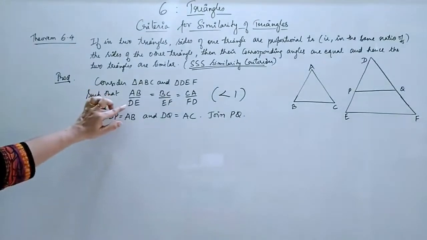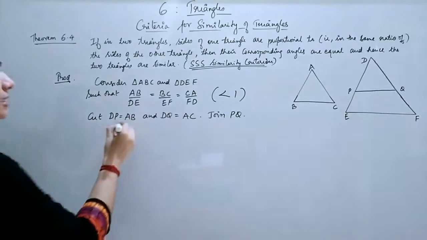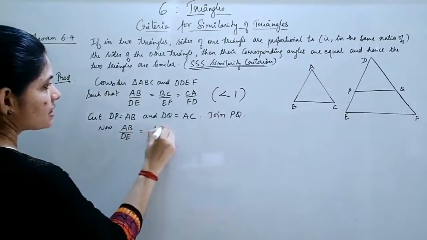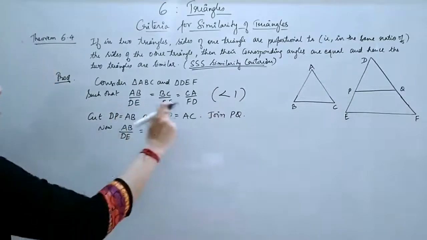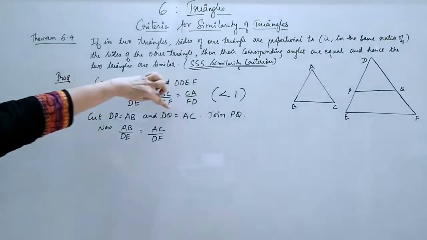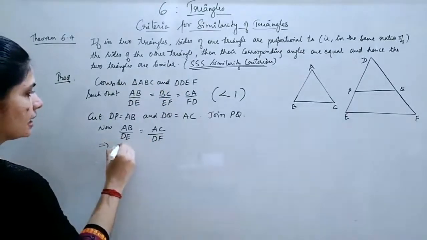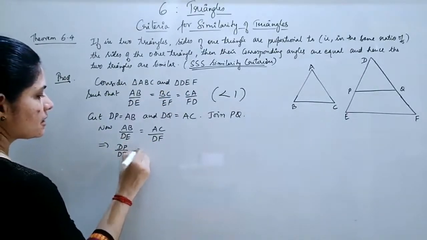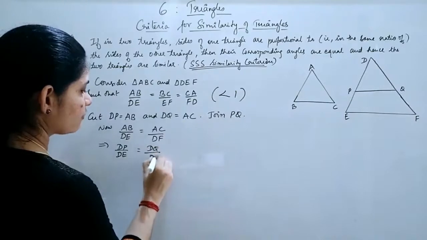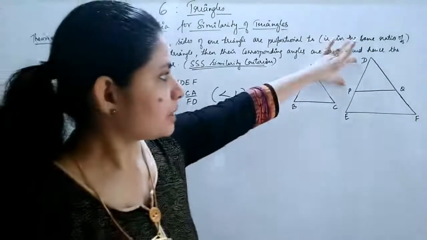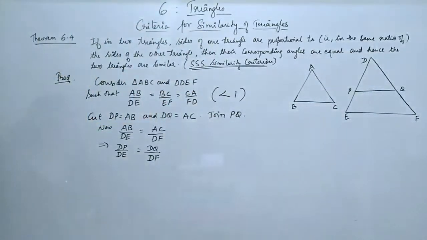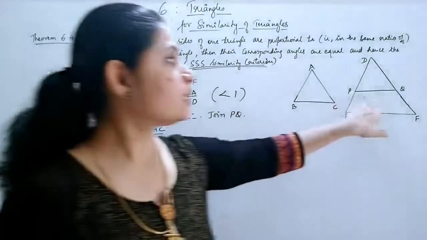Now we are considering the first and last fractions, that is AB by DE is equal to AC by DF. Only these two fractions we have considered, and we are replacing the value of AB with DP and AC with DQ. That means from here you will get DP by DE is equal to, instead of AC we will write, DQ by DF. Now in the figure, DP by DE is equal to DQ by DF. That means by the converse of BPT you can say that PQ is parallel to EF.